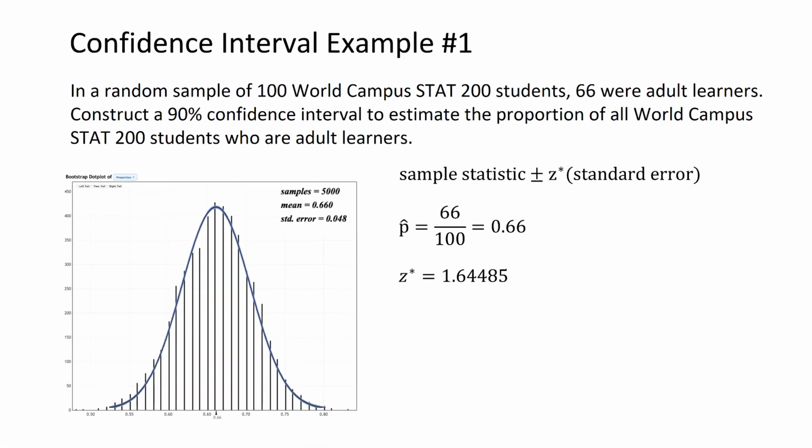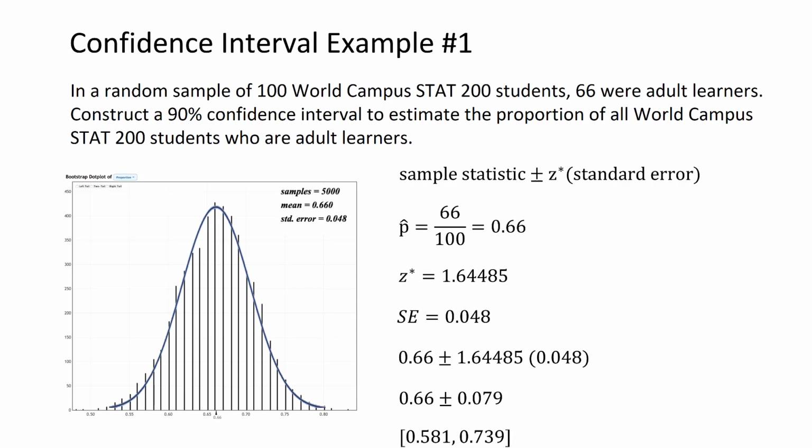The standard error we can get from our StatKey bootstrap distribution. That value was 0.048. We plug these values into our formula and we get a 90% confidence interval of 0.581 to 0.739. I am 90% confident that in the population of all World Campus Stat 200 students, between 58.1% and 73.9% are adult learners. I'll do one more example.